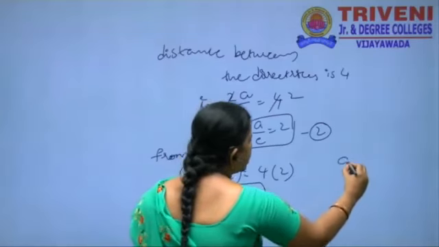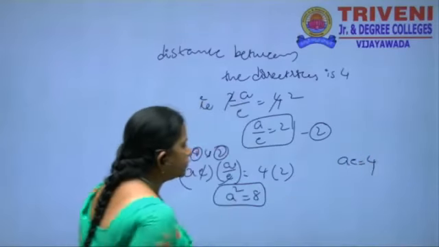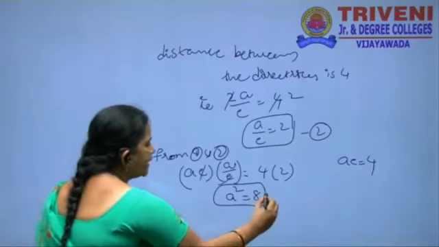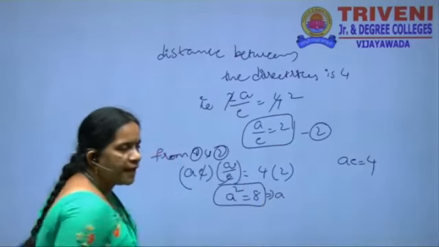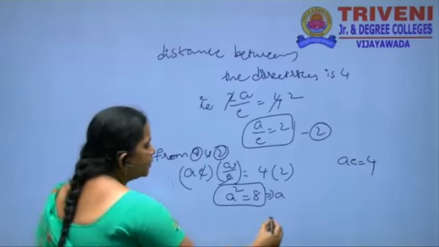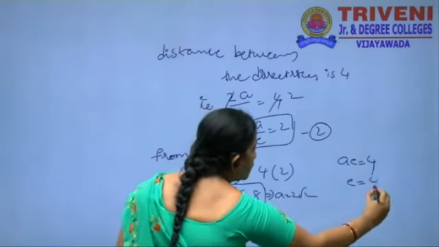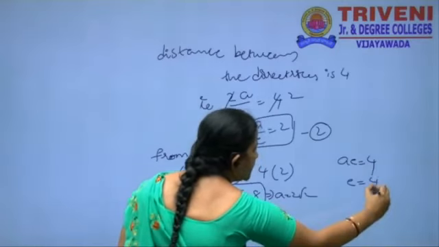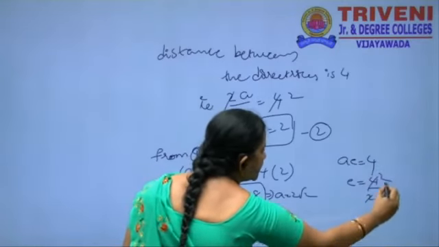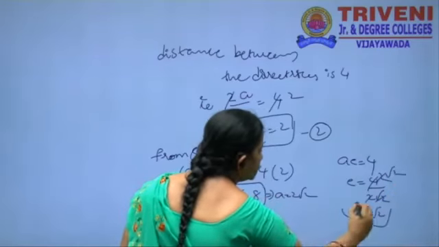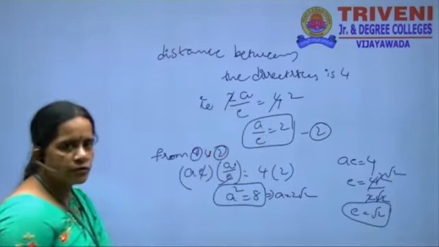We already know that ae is equal to 4. Then substitute the value of a here. A square is equal to 8 means the value of a is 2 root 2. Then e is equal to 4 by 2 root 2. Here 2 will get cancelled 2 times, root 2 will cancel root 2 times. That is e is equal to root 2.